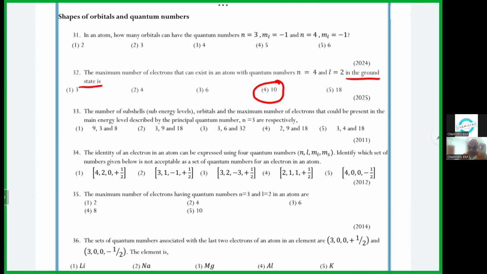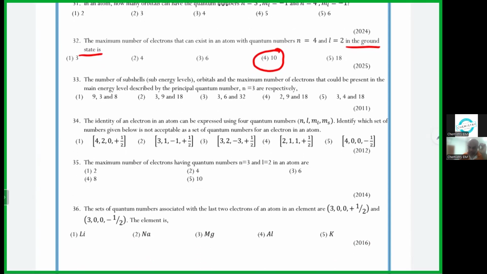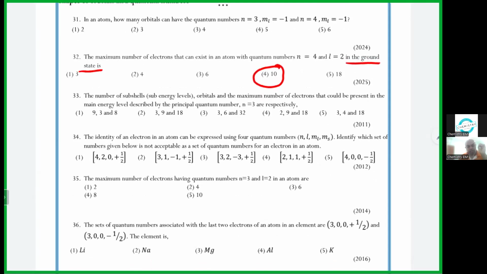Then the third one. n value is 3. l value can be 0, 1, and 2. That is valid. If l value is 2, ml value can be minus 2, minus 1, 0, plus 1, and plus 2. But plus 3 cannot be there. So the third one is not valid.